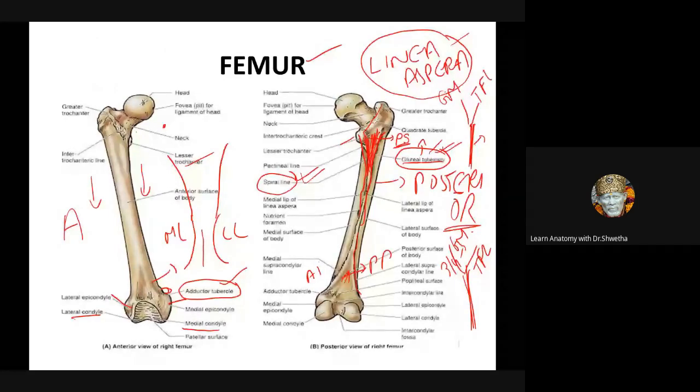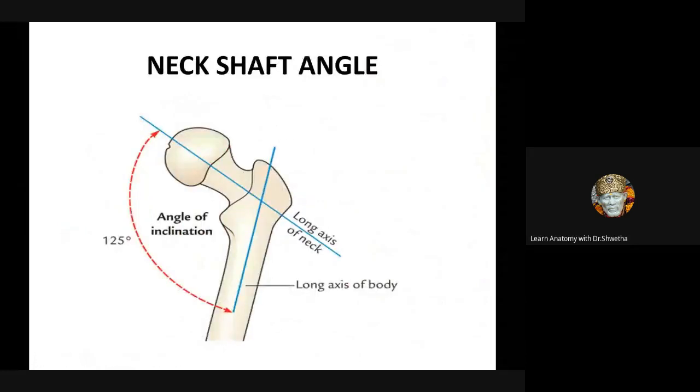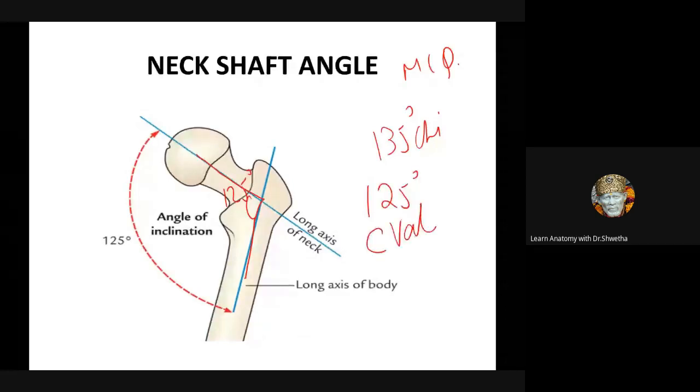Okay. Now, we will go to the next slide. Do you remember I said the neck shaft angle is around 125 degrees in adults. It is around 135 degrees in children. This is an MCQ question, students. Very important. Now, in adults, it is 125 degrees. There is a condition called coxa valga. In coxa valga, this angle is more than 125. In coxa valga, the angle is more than how much, students? It's an MCQ question. Greater than 125 degrees. Very good. In coxa vara, it is less than 120 degrees.